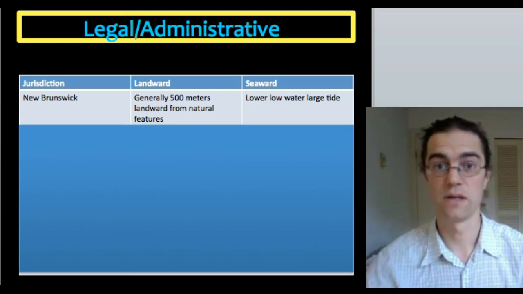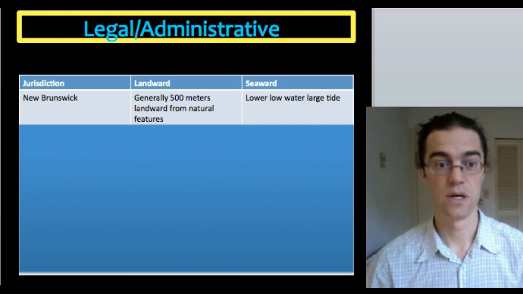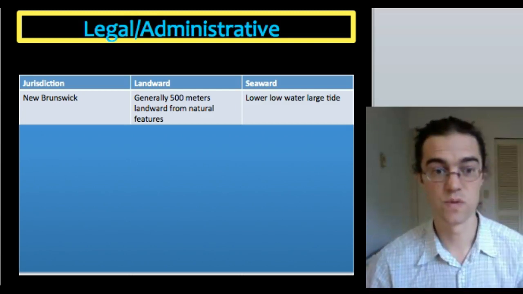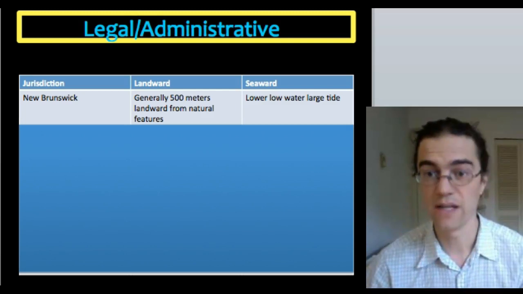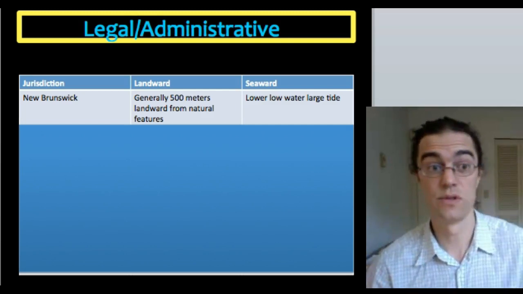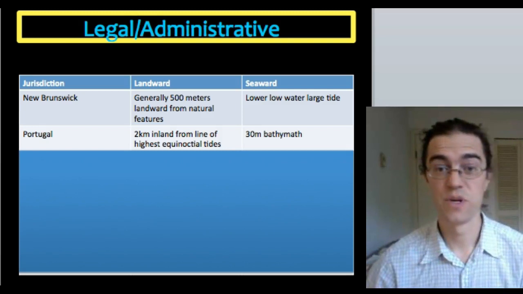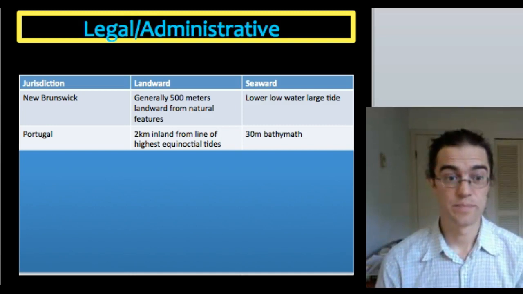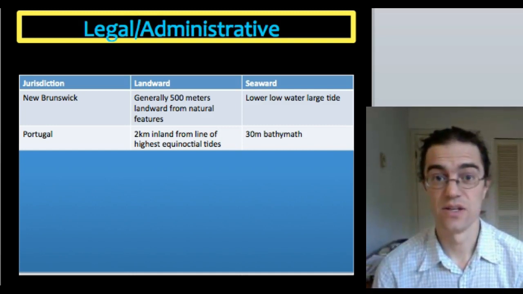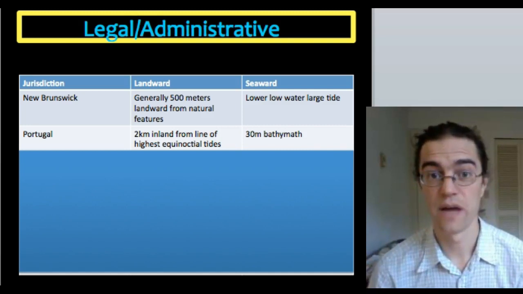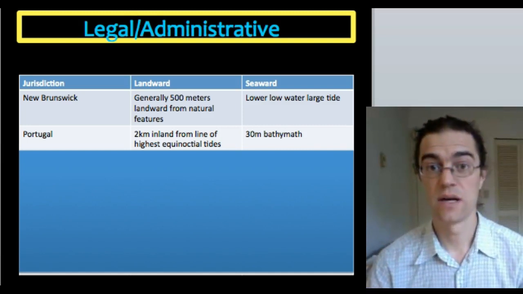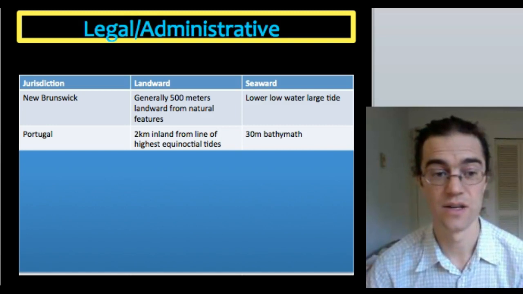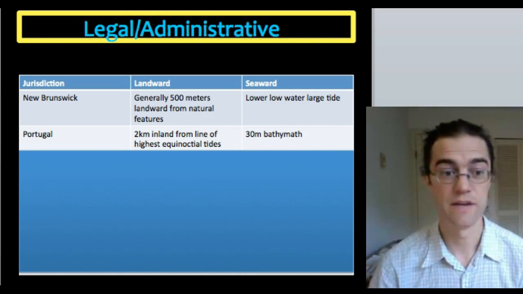A lot of this would get pretty text heavy if we were to include all that, but the intention here is just to give some verbal examples of how these different jurisdictions have divided their coastal zones or their coastal definitions even. From there we can contrast this a bit with Portugal, another coastal state. Which is interesting here, they have 2 kilometers inland from the line of the highest equinoctial tides. So just a really interesting adjective of equinox, literally, that they're using for their official definition.